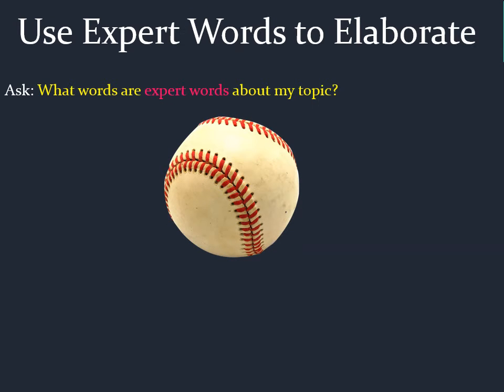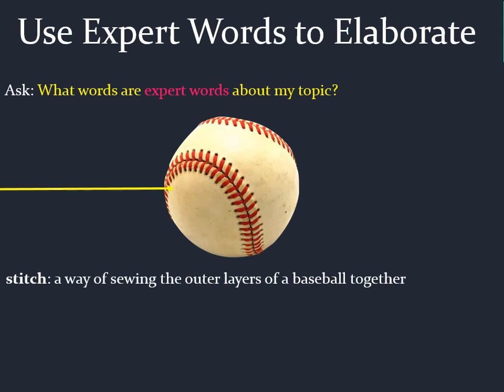Let's say you're writing about baseball. Okay, well, a stitch is a way of sewing the outer layers of a baseball together. That's part of your lingo. It's part of your expert words. So you want to use these so that you sound like an expert and you write like an expert, and so that people can learn from what it is you're writing.